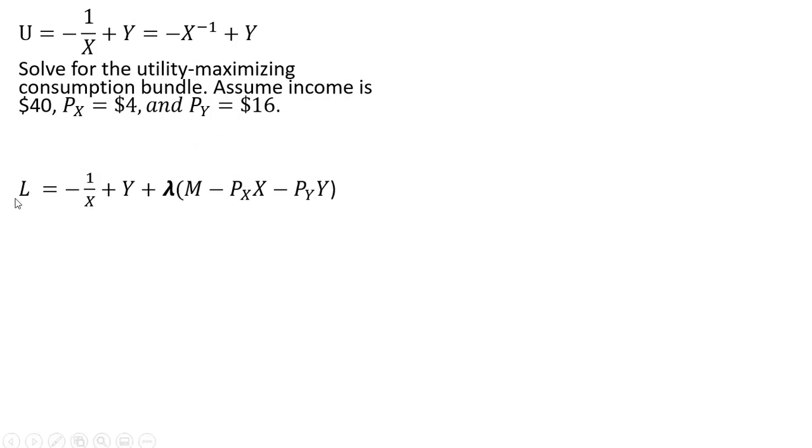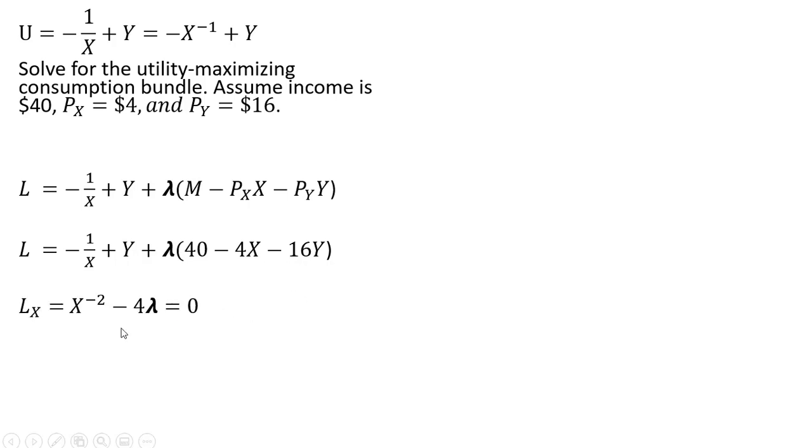And here's our problem. We want to find the utility maximizing consumption bundle. We're going to assume the consumer has income of $40, the price of good X is $4 a unit, and the price of good Y is $16 a unit. Setting up the Lagrangian, here is our objective function, the utility function, subject to the constraint, and we're going to enter the constraint in as follows. It's going to be the income minus the price of good X times units of good X minus the price of good Y times units of good Y. Substituting our values into the constraint, M is 40, the price of good X is 4, and the price of good Y is 16. We're going to take three partial derivatives.